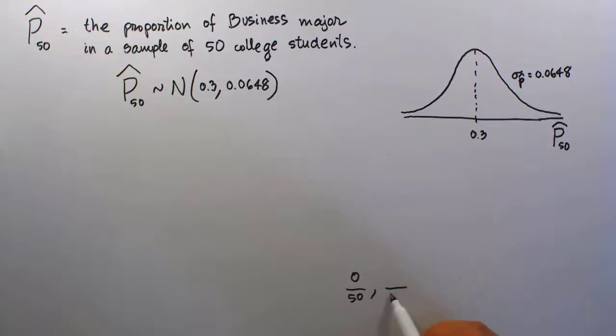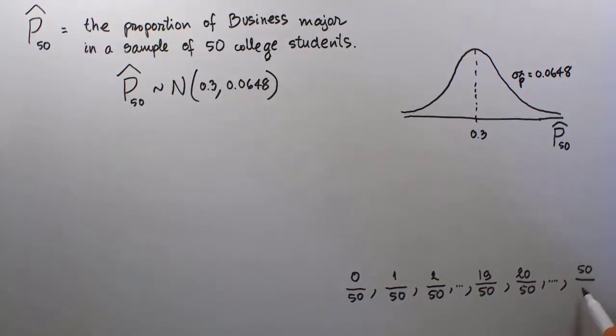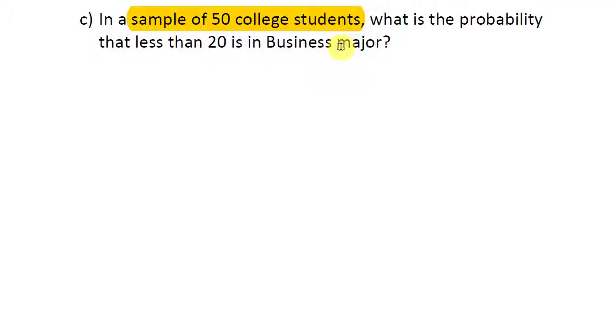In some other sample of 50 students, we found 1. In some other sample, we might find 2, and so on. In some sample, we might find 19 out of 50. And then in some sample, we find exactly 20 out of 50, and so on. In some very lucky sample, we might find 50 out of 50. So there are different probabilities for how each of these values happens. So the question here, in the way the question is looking on the computer screen, once again, is what is the probability that less than 20 are business majors?